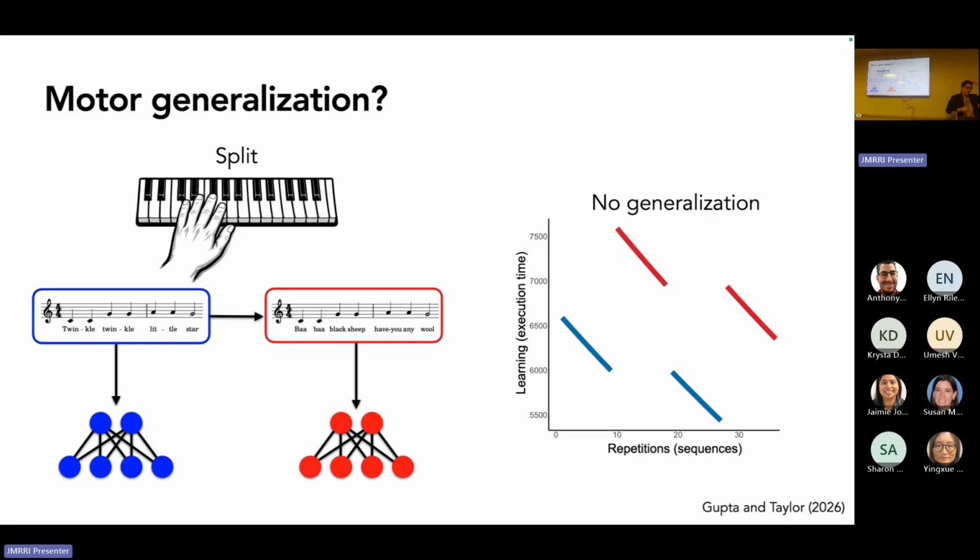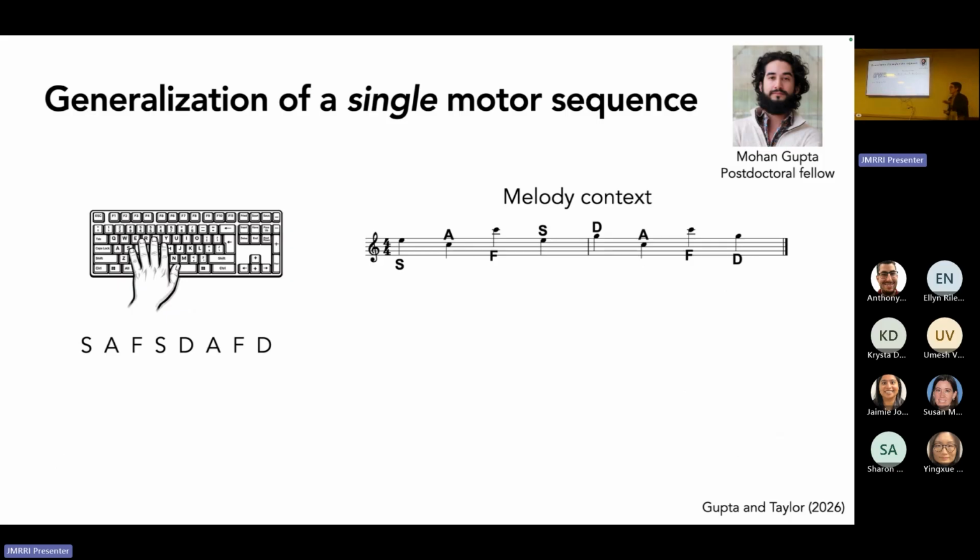So a postdoc in the lab set out to do this, taking the piano idea of the game and saying, okay, we're just going to have people do this on a keyboard. They have to do this finger tapping task where they type out SAFSD over and over and over again, using their left hand on a computer keyboard, and they would get it in this kind of melody context. So instead of just seeing this on the computer screen, they would see these notes on the staff and have the key corresponding to the note, and they'd press.